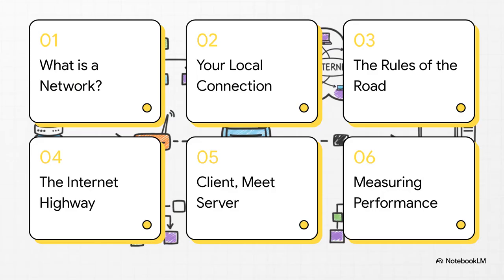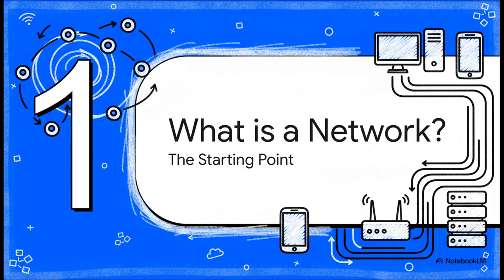Okay, so here's our roadmap for this whole journey. First, we'll cover what a network even is. Then, we'll look at your local connection, the rules of the road for data, the massive internet highway itself, what happens when our data arrives, and finally, how we measure how fast it all happened. Let's get started. All right, section 1, what is a network?